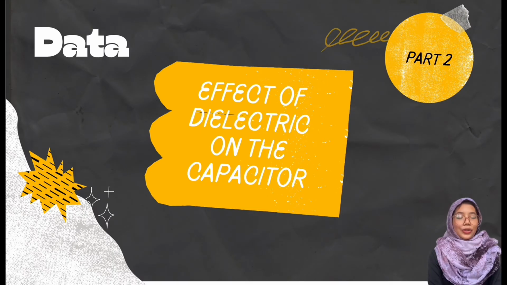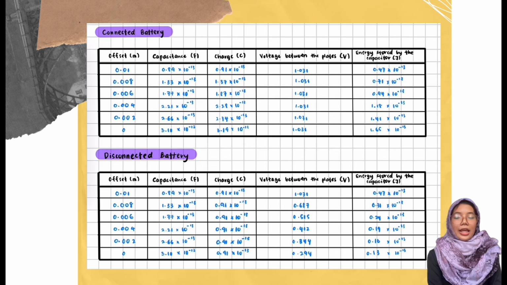Next for part 2, we got the effect of dielectric on the capacitor. For the connected battery, the offset M values we got are 0.01, 0.008, 0.006, 0.004, 0.002, and 0, respectively. For capacitance, we got 0.89 times 10 power of negative 13, 1.33 times 10 power of negative 13, 1.77 times 10 power of negative 13, 2.21 times 10 power of negative 13, 2.66 times 10 power of negative 13, and 3.10 times 10 power of negative 13.